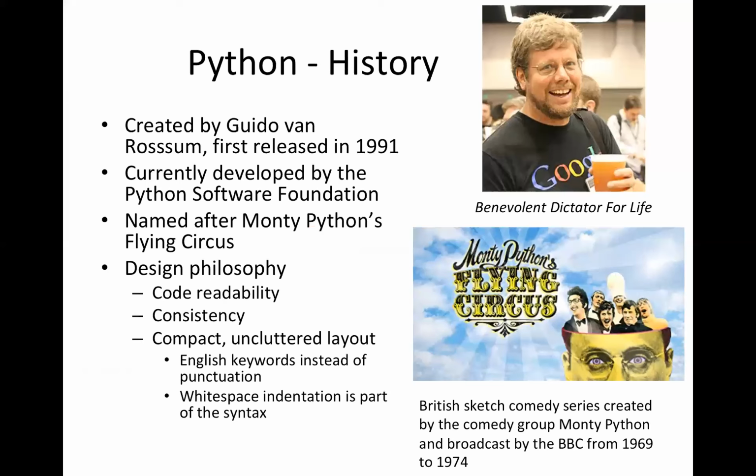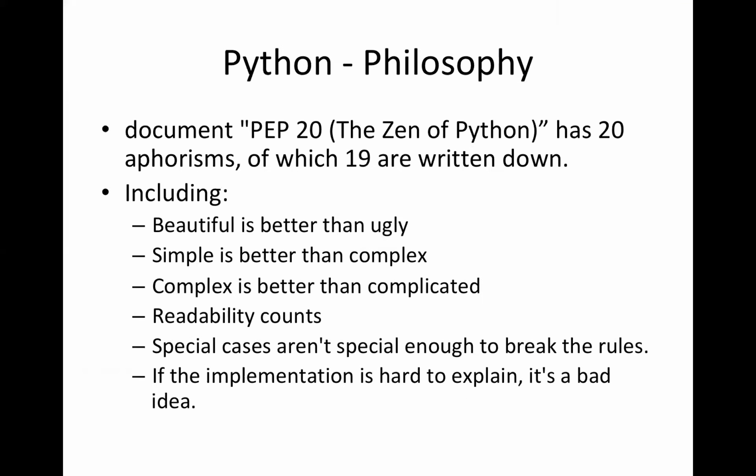And Guido had this whole design philosophy. He has this artistic vision for programming languages. And actually the next slide is better. So here is this thing called PEP 20, the Zen of Python. And Python has 20 aphorisms, just like a religion, of which 19 are written down. So this is very Monty Python-esque, kind of funny.